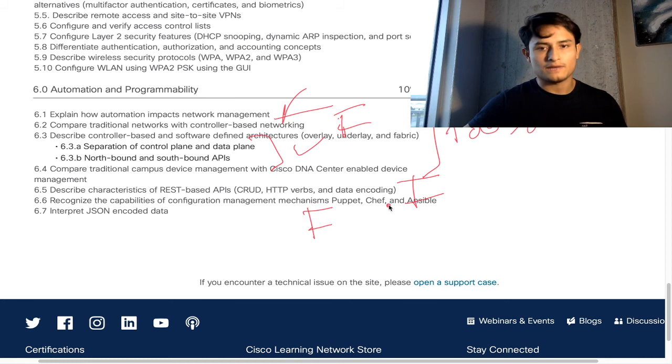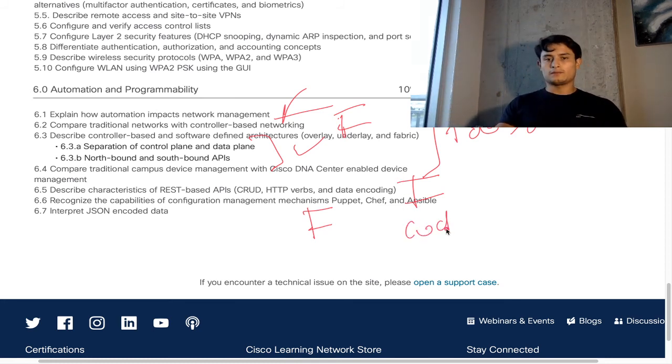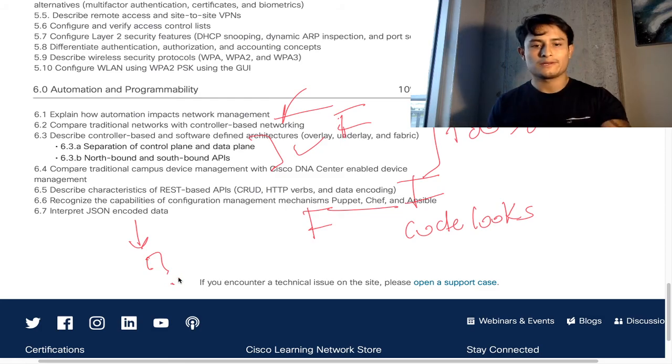Yes, Puppet, Chef. You need to know what the code looks like for these programming languages. Interpret, yeah, so the same thing, encoded data. So what does the code look like? All right, and that's it, guys.